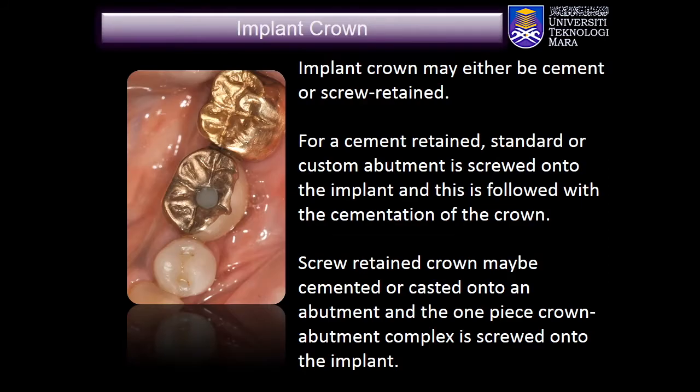When a single tooth is missing, it is replaced with an implant crown. Depending on the angulation of the implant placed, the crown may be screw or cement retained. For a cement retained implant crown, a standard or custom abutment is screwed onto the implant, and this is followed with cementation of the crown. A screw retained crown may be cemented or casted onto an abutment, and the one-piece crown abutment complex is screwed onto the implant.